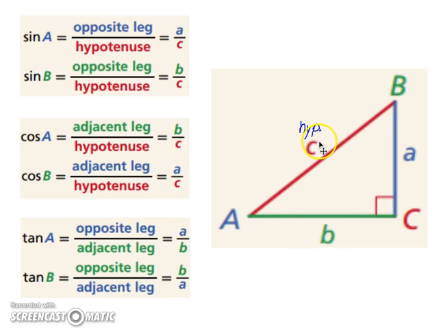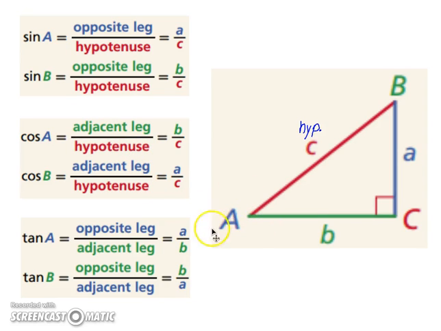Hypotenuse doesn't change. Notice which side is opposite depends on which angle you're looking at. The angle A is opposite little side A. Angle B is opposite side B. Well, let's look at cosine. Cosine is adjacent over hypotenuse.